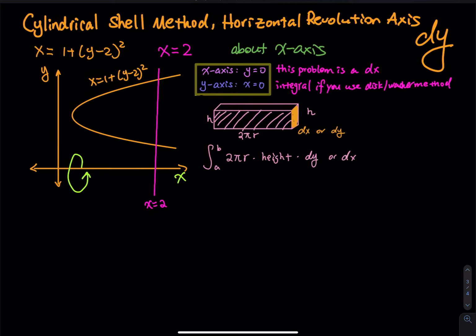In this video, we will discuss cylindrical shell method problems. The revolution axis, I put that on the x-axis. The x-axis is horizontal, so the integral that we have to set up is a dy integral. So we have two curves. The first one is x equals 1 plus the quantity y minus 2 squared, and the other one is x equals 2. So we have a parabola and a vertical line.